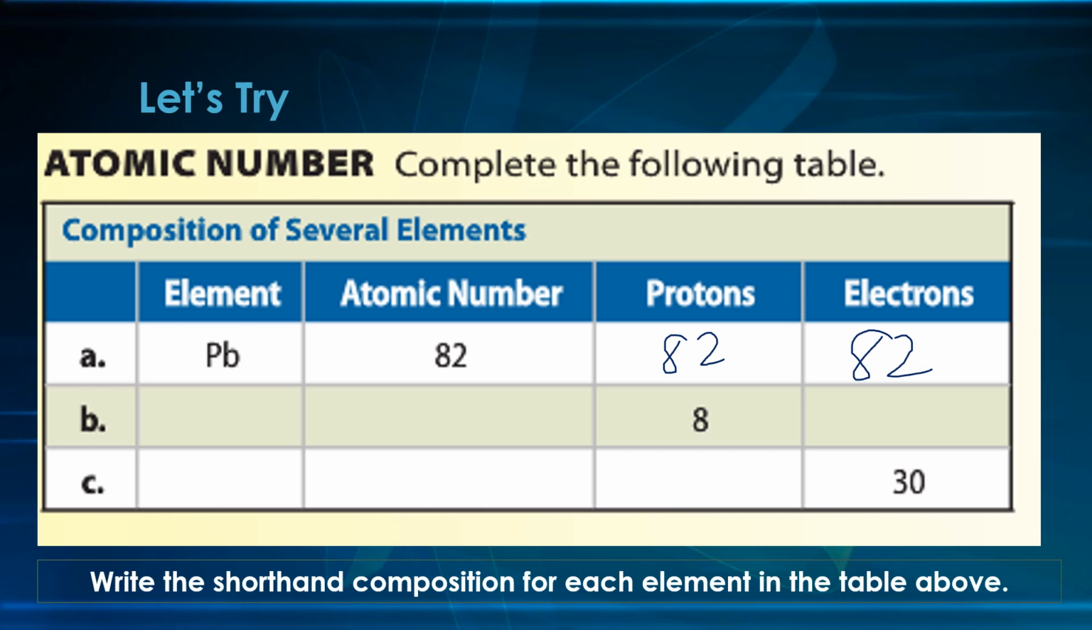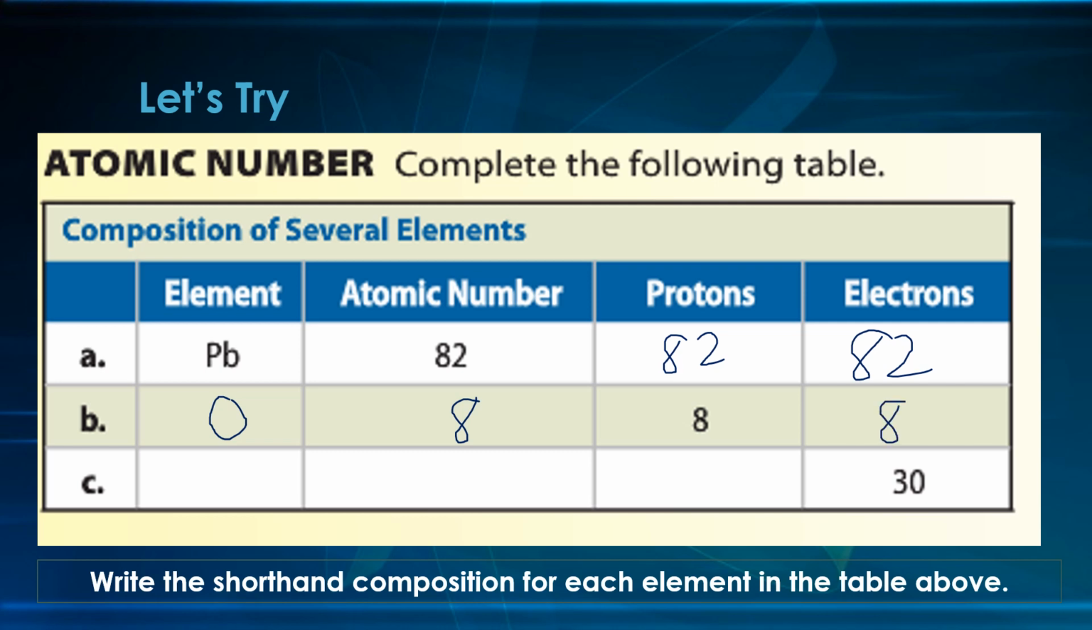Next up, part B on this table, I have 8 protons. So we're going to look at the periodic table and we're going to find the element that has atomic number 8. It's one of the more popular elements. Symbol O, element name oxygen. Its atomic number is 8 and the number of electrons is also 8.